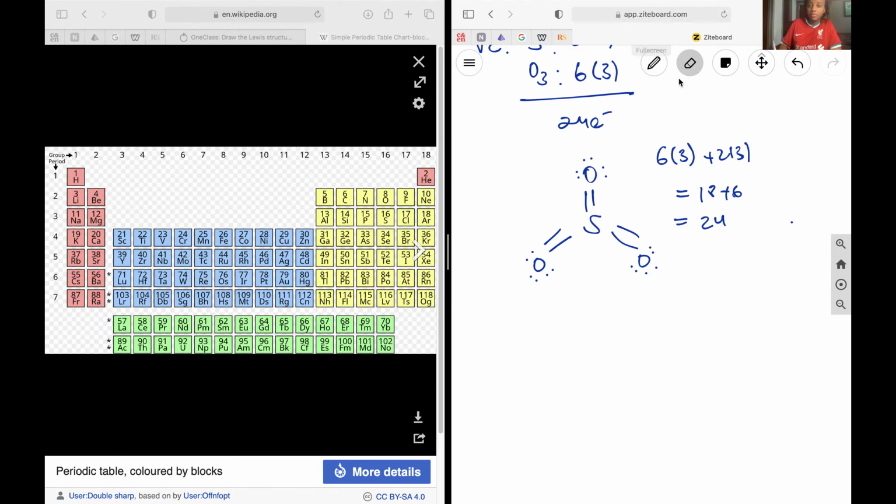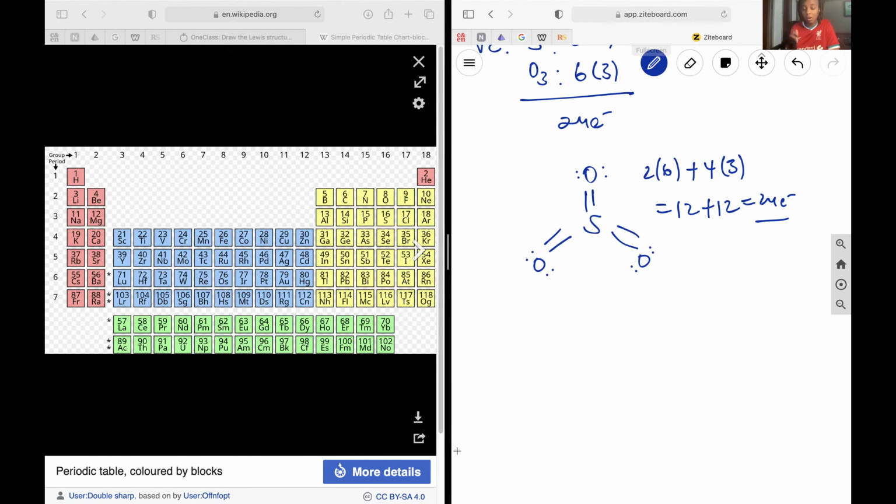Okay, and so now let's ensure the electrons make sense in terms of octets. Ensure I do have the correct number of valence electrons, because I've gone back to the start practically. And so I have 2 by 6 plus 4 by 3. And that's going to give me 12 plus 12, which is 24. So my valence electrons are now all accounted for.